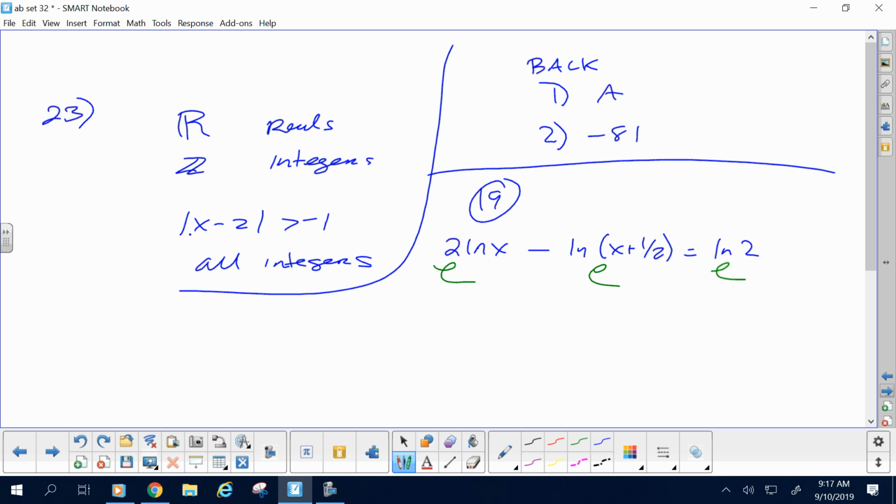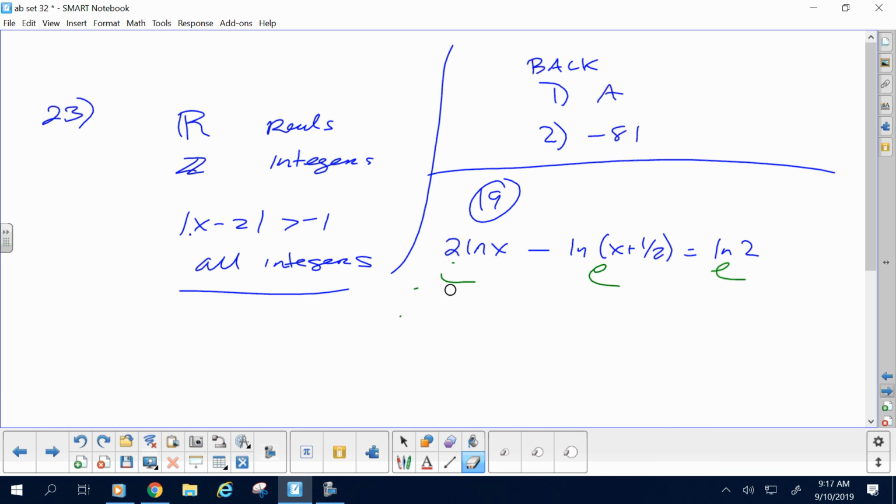It's a lot like if you said, here, this is true. I think you'll agree that that's true, yeah? 2 plus 3 equals 5. If I said, hey, square here, square there, square everywhere, is that true anymore? 4 plus 9 equals 25? Not true. Okay, so the point is, when you exponentiate or take a logarithm, it has to be a whole side at a time, not here, here, and here.